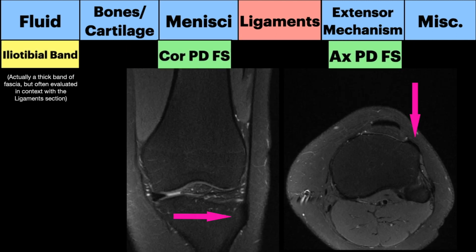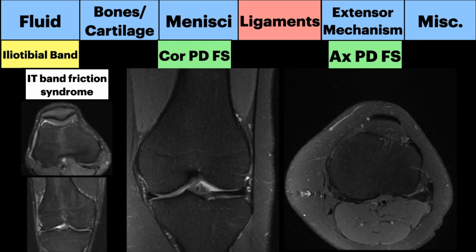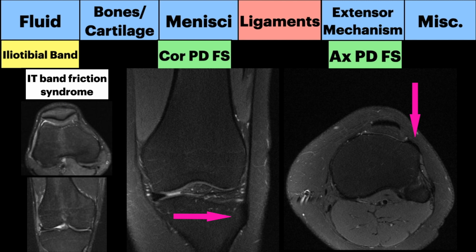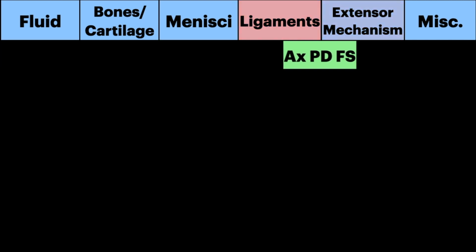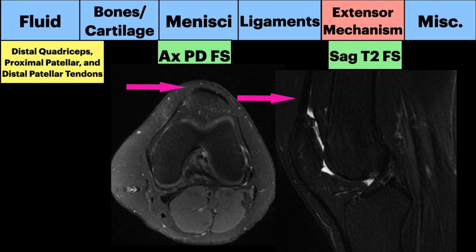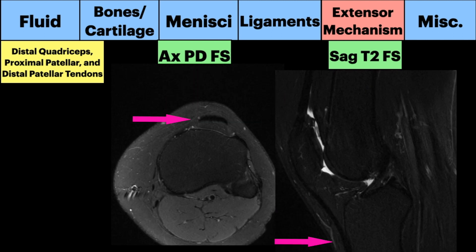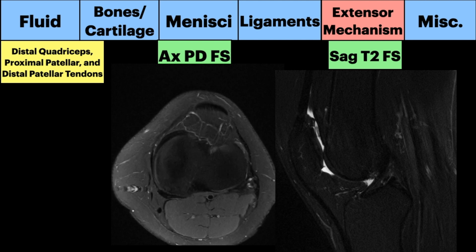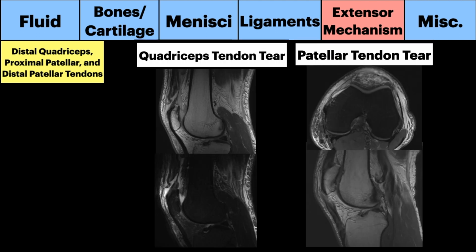The IT, or iliotibial band, is also important to look at. Fluid deep to the IT band may be seen with IT band friction syndrome. For the extensor mechanism, look at the distal quadriceps, proximal patellar, and distal patellar tendons. Check for intact fibers as well as tendinosis.